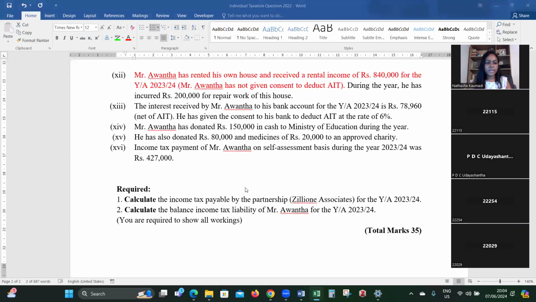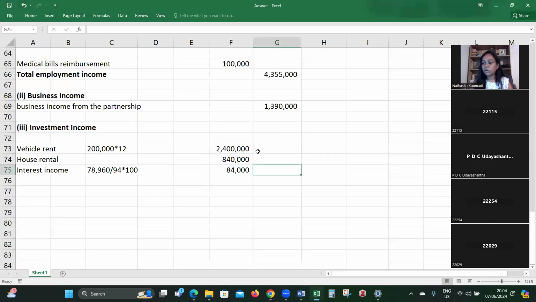Okay, so do we have any other interest income? Now we have taken this point fully. The balance points are donations and then self-assessment. Yes, right. We have considered all investment income. So you can take the total. What is the total? Is it 3,324,000? Total investment income. Right.